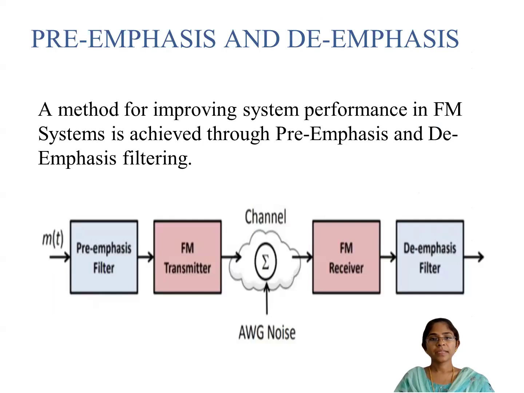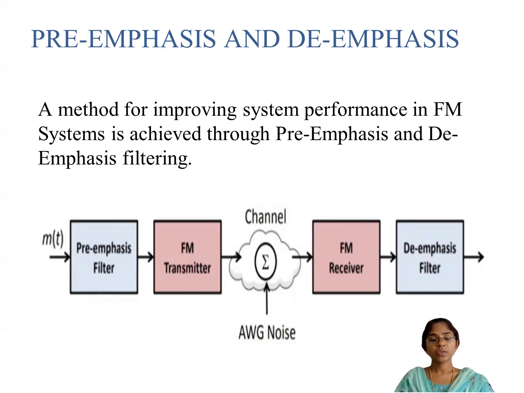So coming to pre-emphasis and de-emphasis. FM is superior to AM in terms of noise and interference, and we can achieve this performance using pre-emphasis and de-emphasis techniques. Pre-emphasis and de-emphasis is a method of improving system performance in FM systems. Coming to the block diagram, we have a pre-emphasis filter, and next it is given to the FM transmitter.